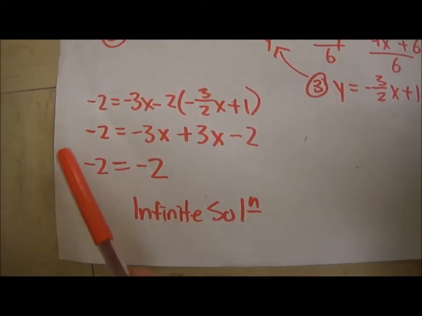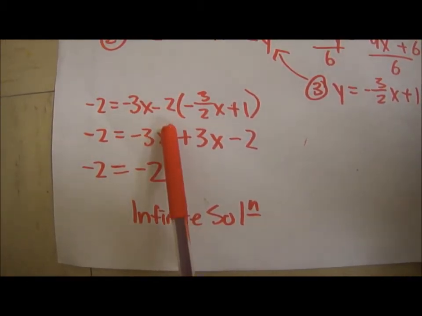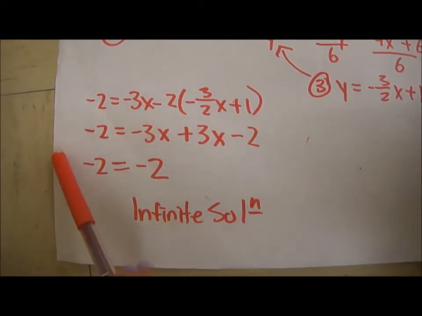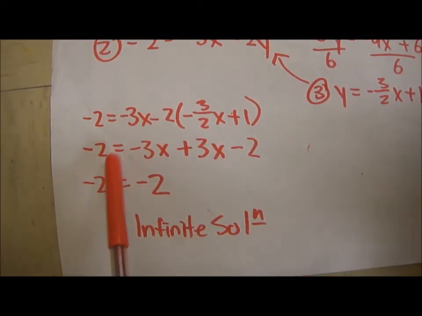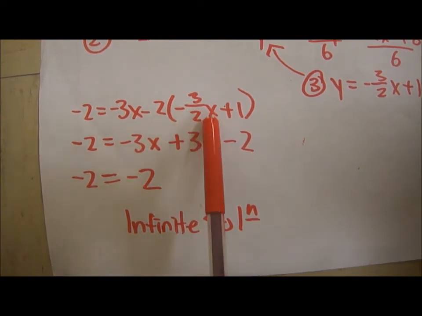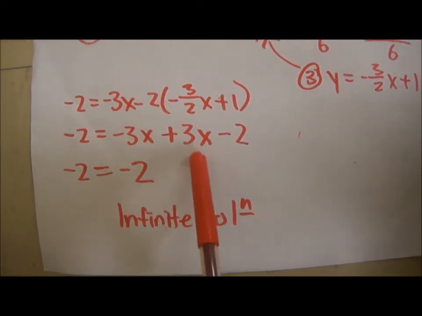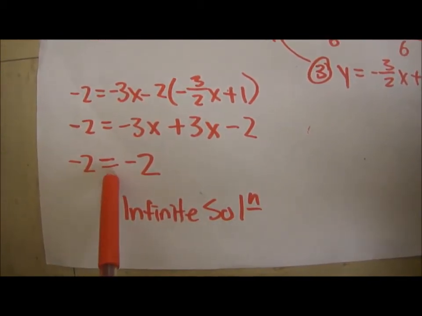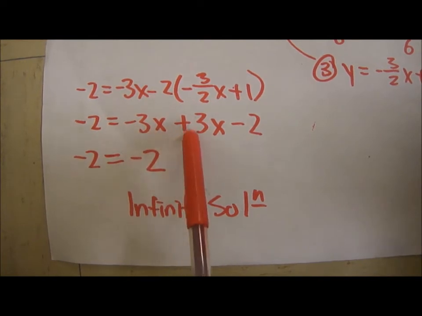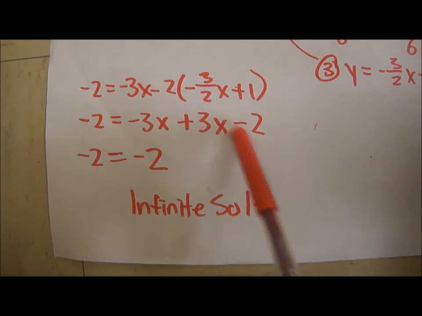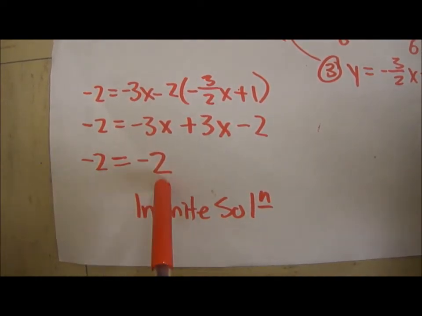And then it becomes negative 2 equals negative 3x minus 2 times negative 3 over 2 x plus 1. And then we solve it. So it becomes negative 2 equals negative 3x, and the negative 2 cancels out with this denominator, so it becomes positive 3x minus 2. And then it becomes negative 2 equals negative 2, because negative 3x plus 3x cancels out, so all that is left is negative 2. Because these two are the same numbers, it is an infinite solution.